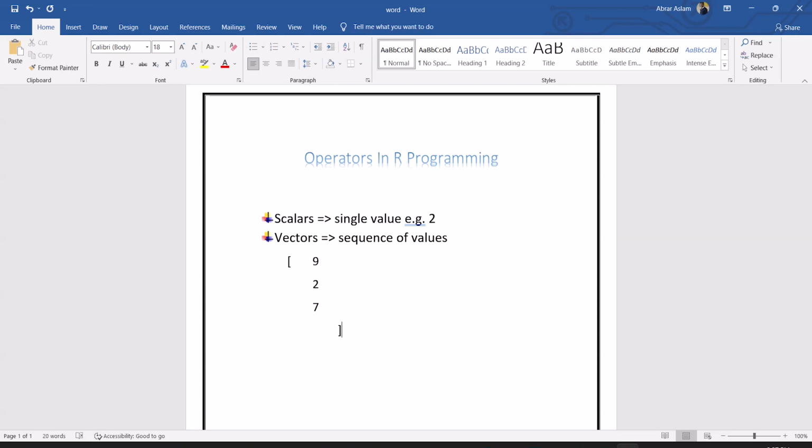So the question is, how can you apply arithmetic operators on vectors? Don't worry, we can still do it, and we will learn how to do it in a while. So now let's get started with the arithmetic operators.